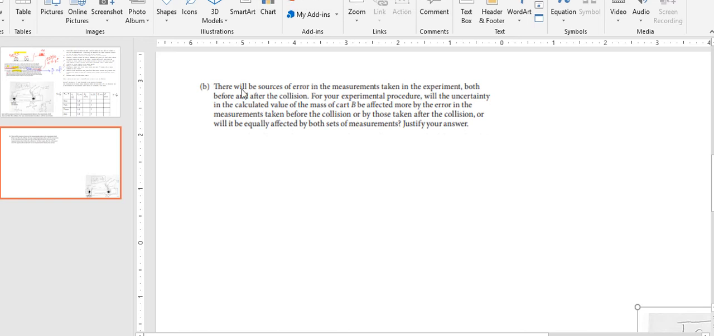Okay, so part B basically says there will be sources of error in the measurements taken in the experiment, both before and after the collision. For your experimental procedure, will the uncertainty in the calculated value of the mass of cart B be affected more by the error in the measurements taken before the collision or by those taken after the collision, or will it be equally affected by both sets of measurements? Justify your answer. Okay, this is one of those where really anything you put is fine as long as it's not human error and as long as you justify it well.